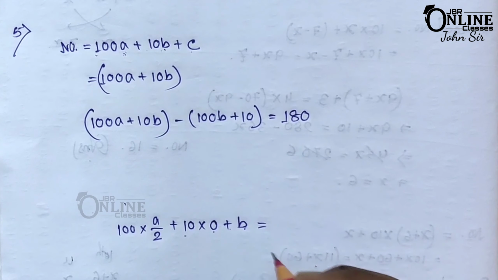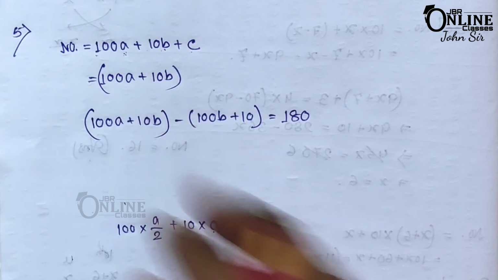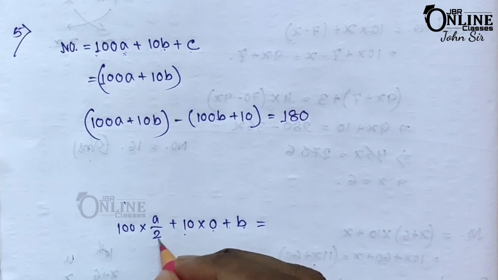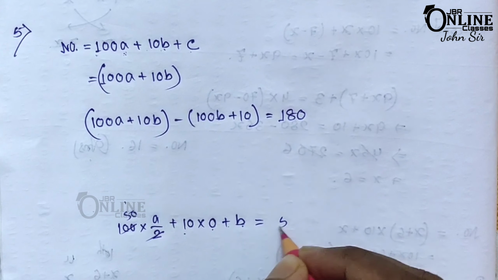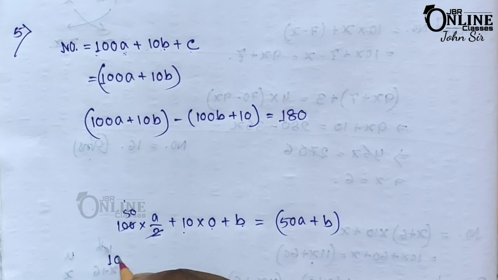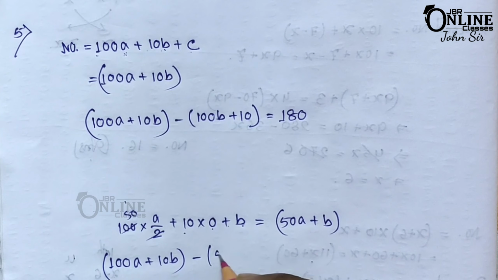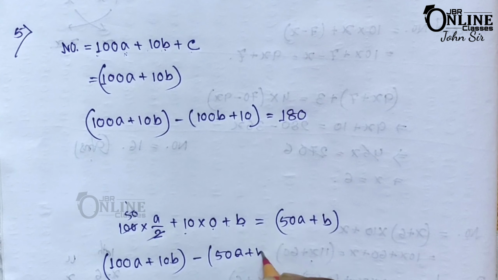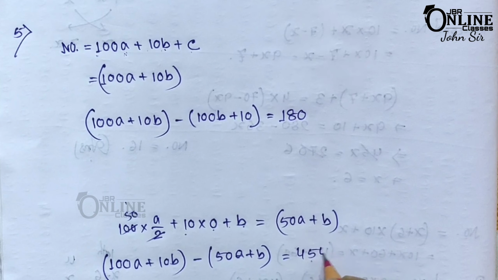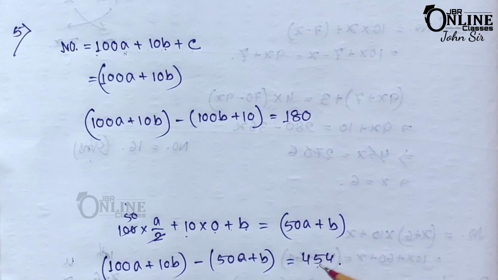So it will be diminished by 454 from the original number. Okay, so this one will be 50A plus B. Now the second condition: the original number, then subtract the new number, and it will be 454. So this one is the first condition and this one is the second condition.